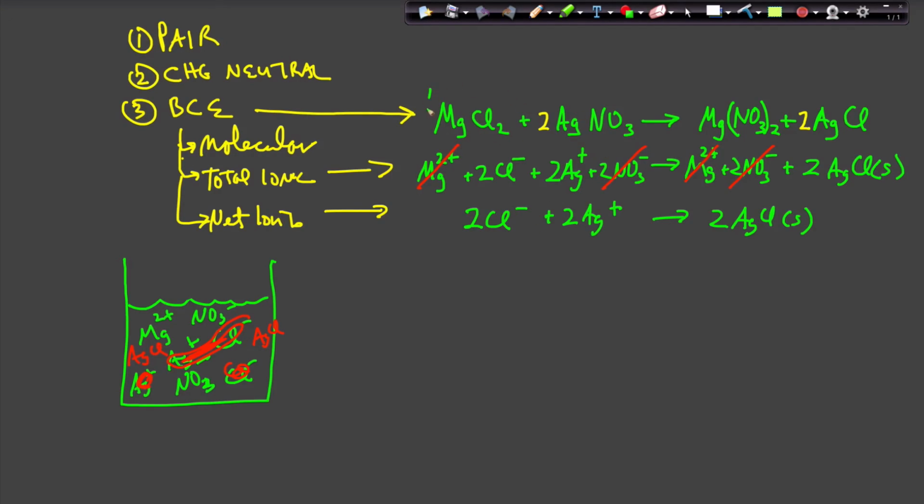If you're given a formula and you need to do two things, predict the product and then declare your total and net ionic, a good process to go through is this. To predict the product, you pair ions, you make each of the resulting chemical species charge neutral, and then you balance the chemical equation. That necessarily gives you what is called the molecular equation. From that, you break it apart using a solubility table to determine the total ionic equation. And from that, you cross off your spectator ions, and that will give you the net ionic equation.